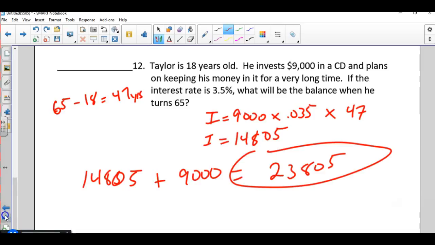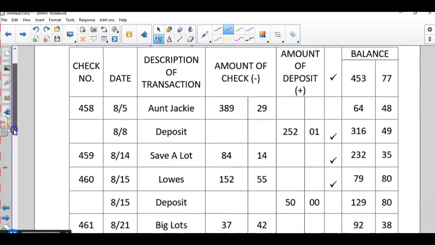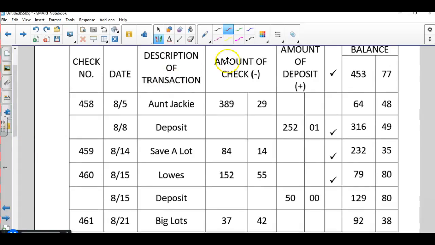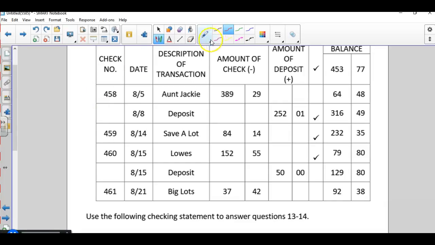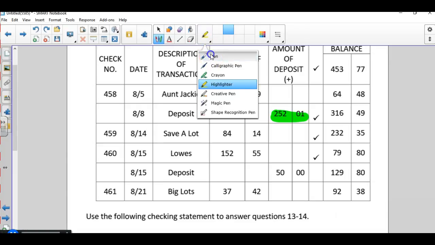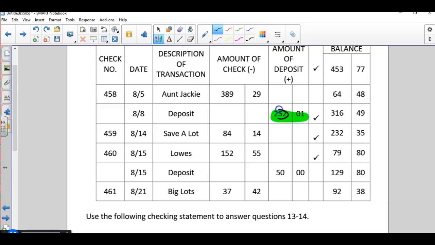All right, let's keep it going. On this problem right here, the things you need to make yourself aware of are these first three. All these check marks. This deposit is covered by this check mark, so we don't need it. So I'm going to actually use another color. We don't look at this. It's accounted for. We don't look at this. It's accounted for. And this one here, we don't look at it because it's accounted for.